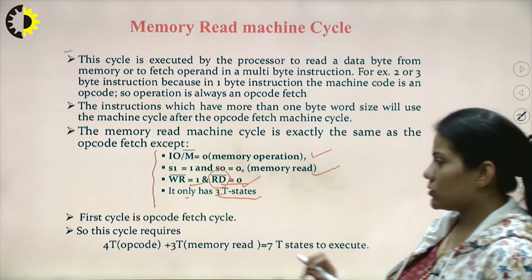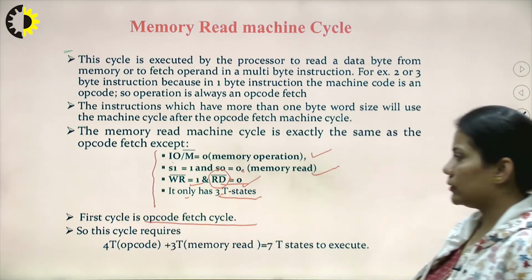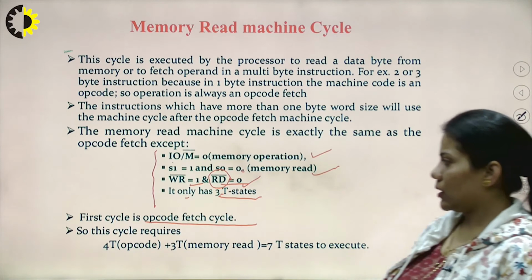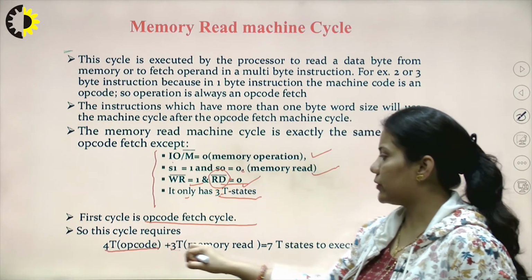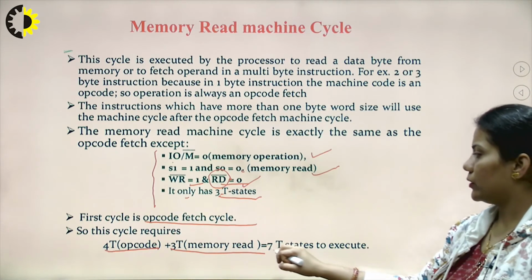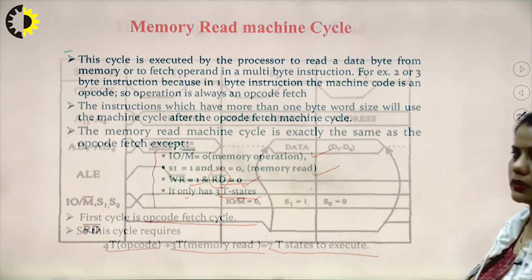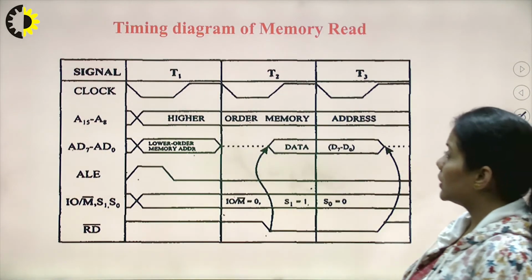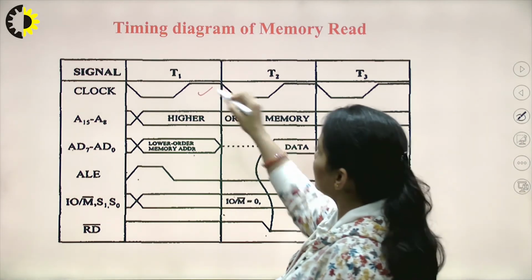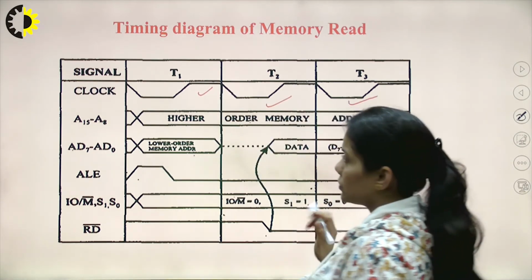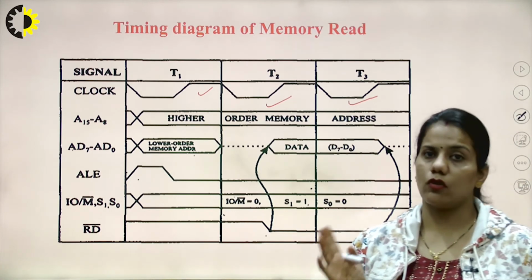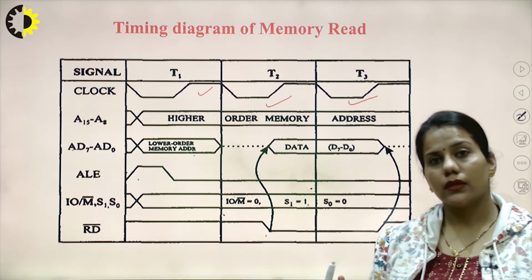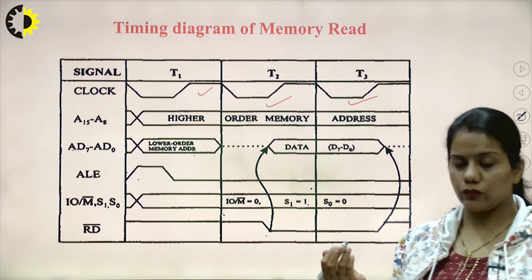So the first cycle is opcode fetch, as I have already mentioned. Let's see how it is made. 4 T states for opcode fetch and 3 T states for memory read, total 7 states are there. Let's have a look. In this way the clock is denoted as T1, T2 and T3. We can consider that the first 4 T states were of opcode fetch, as we know how the machine cycle of the opcode fetch works.